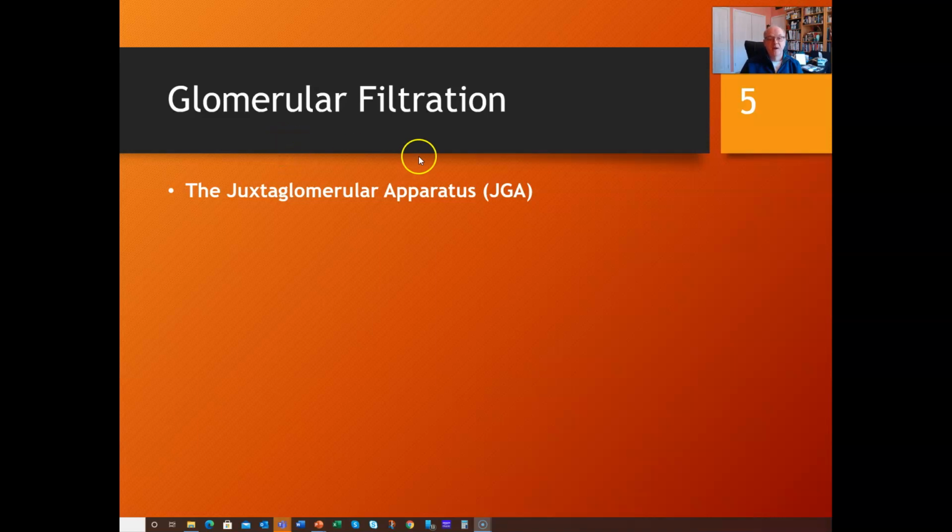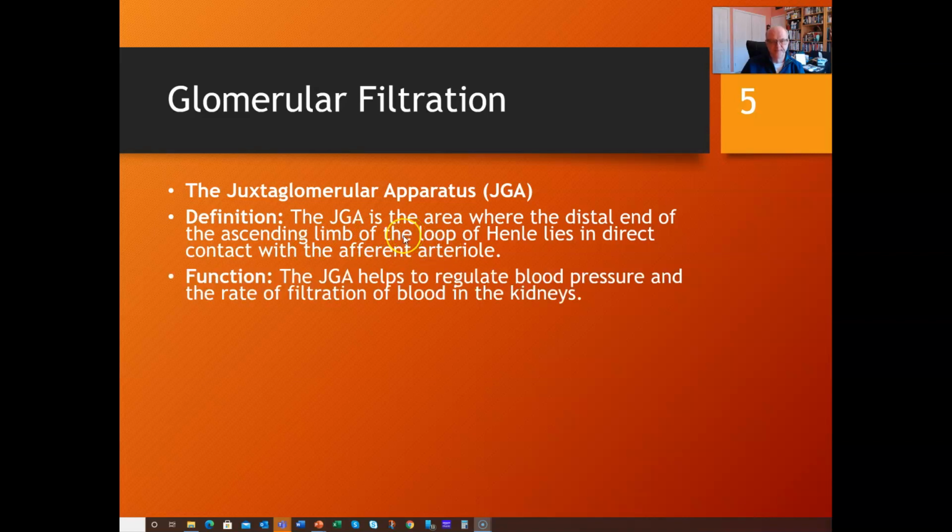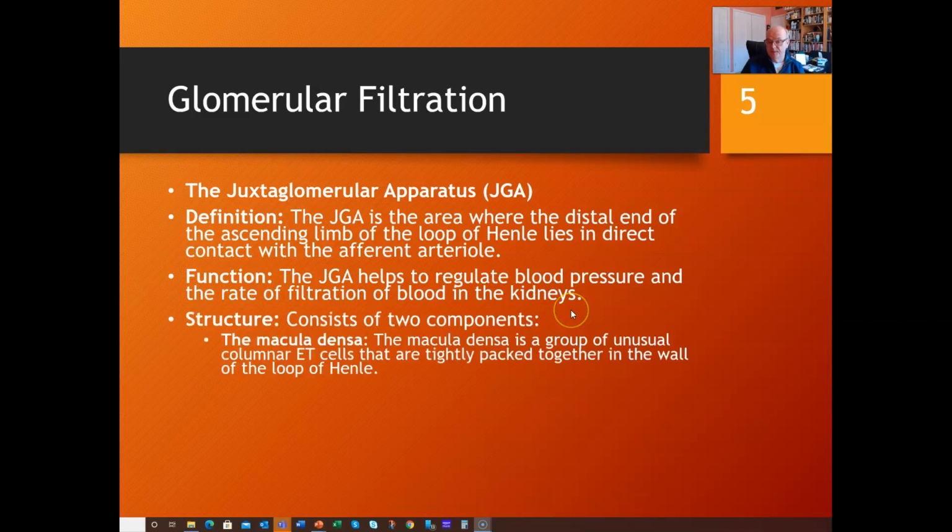You'll remember that. So we have something called the juxtaglomerular apparatus. Remember you have the juxtamedullary nephron, which was near the medulla. This is the apparatus that's near the glomerulus, to do with the blood vessels. It's the area where the distal end of the ascending limb of the loop of Henle lies in direct contact with the afferent arteriole. The afferent arteriole is the one going in to the glomerulus. This juxtaglomerular apparatus helps to regulate your blood pressure and the rate of filtration of the blood in the kidneys.